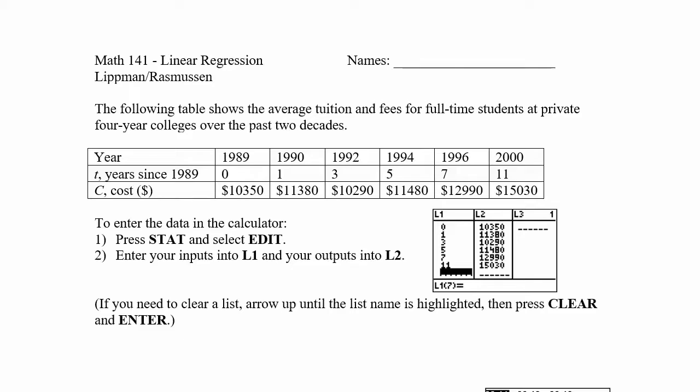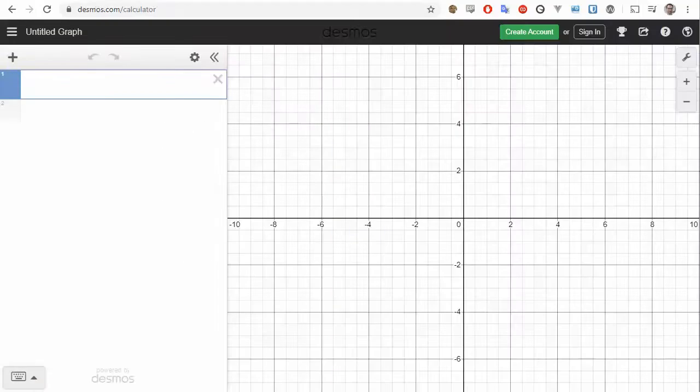Alright, in this video we're going to look at how to do linear regression using the Desmos calculator. So we're going to work off of this table of values here, and you'll notice that the first thing that we did was we changed the years to a new variable t, which we're calling years after 1989, and that way these numbers become much more reasonable in size. So we're going to work off of these values, so now we're going to switch over to the Desmos calculator.